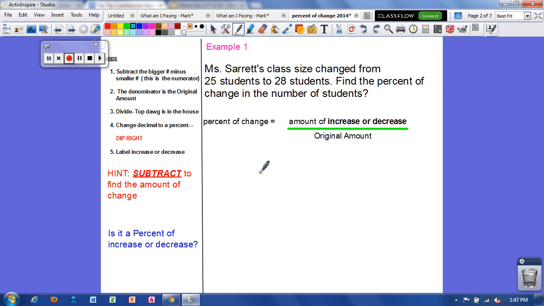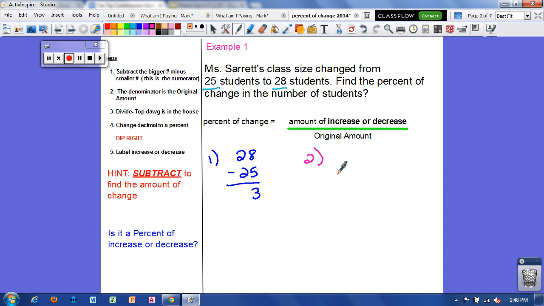Example 1. Ms. Sarrett's class size changed from 25 students to 28 students. Find the percent of change in the number of students. All right, I have the steps listed right here. So step 1, we want to subtract the bigger number minus the smaller number. So our bigger number here would be 28. And I'm going to subtract the smaller number, which is 25. And 28 minus 25 is 3. And then we know that that's the numerator.